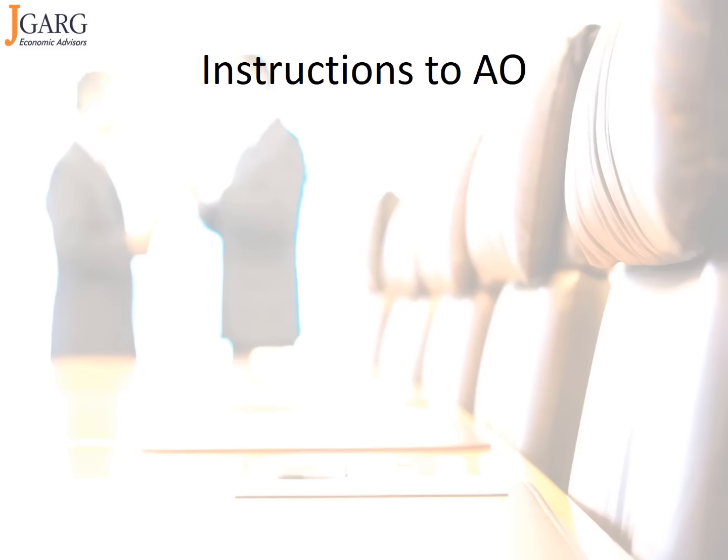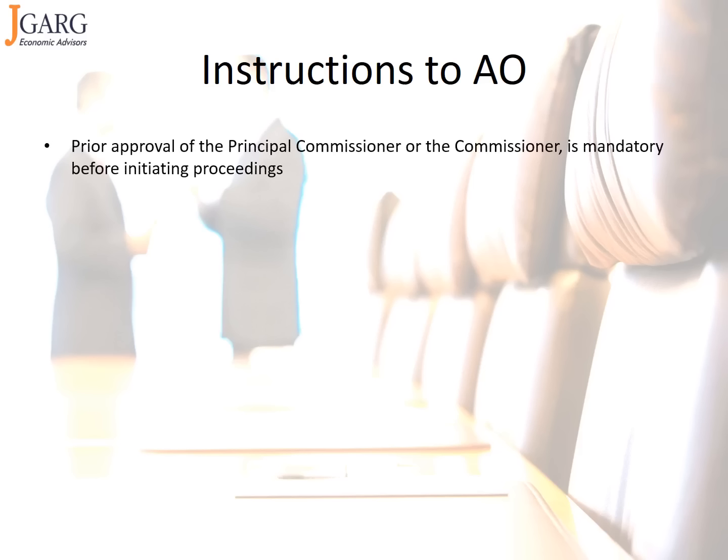Instructions to the AO: there are a couple of instructions, but very important instructions to the AO before they start determining whether the foreign company has a place of effective management in India or not. First is they need to take a prior approval of the principal commissioner or the commissioner, and it is mandatory before initiating proceedings.